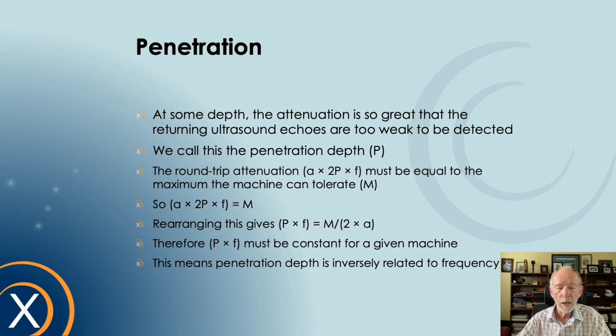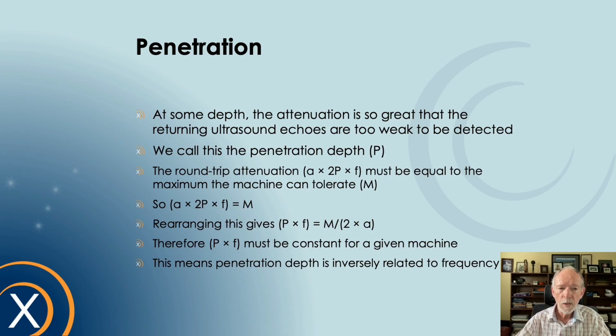So let's look at this a little more. For any one operating frequency, there will be some depth at which the attenuation is so much that the returning echoes are going to be too weak for the machine to detect them. And we call that then the penetration, or the penetration depth. And I'm going to represent it with the letter P.